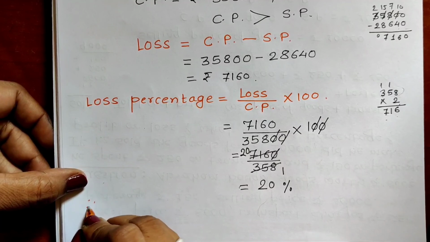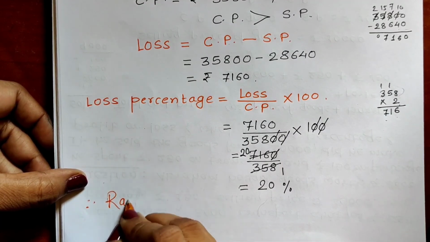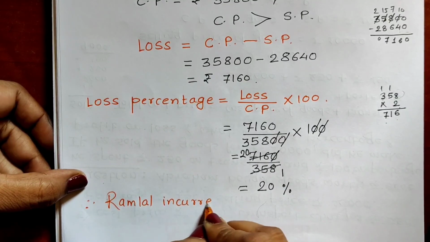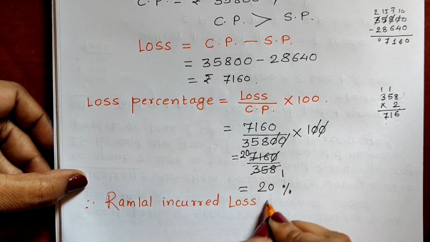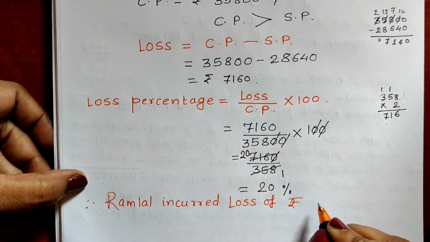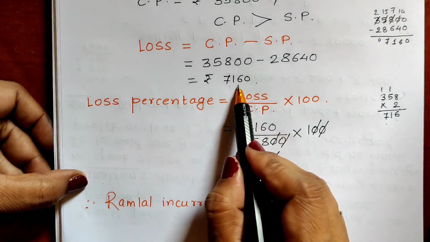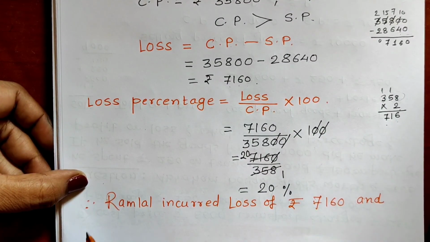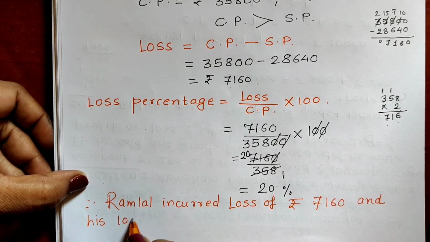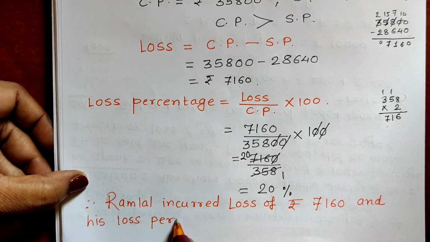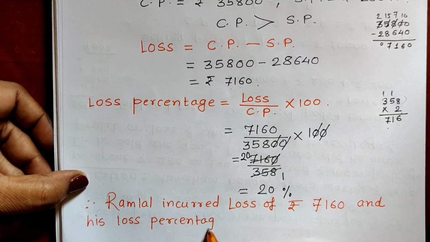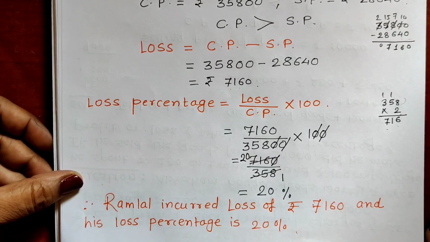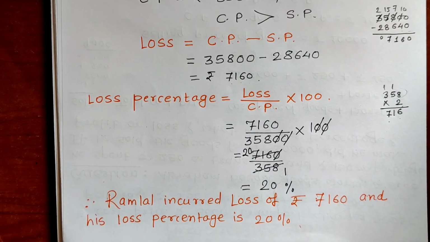Therefore, Ramlal incurred a loss of rupees, how much loss? 7,160, and his loss percentage is 20%. Okay, in this way you can find out the percentage.